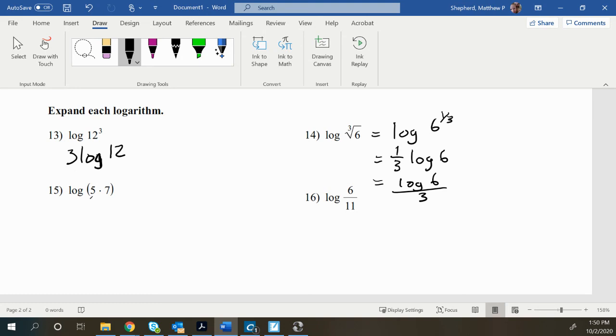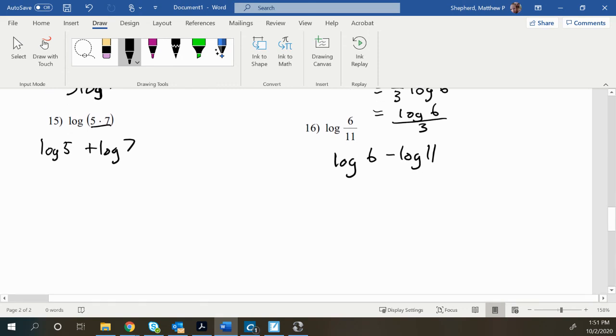Okay, right here we notice two numbers being multiplied on the inside. That is the same as if we add those two as separate logs. On the inside, we've got two logs being divided, so we'll use our quotient property. So the numerator is going to be the first one, log 6, minus log of 11.